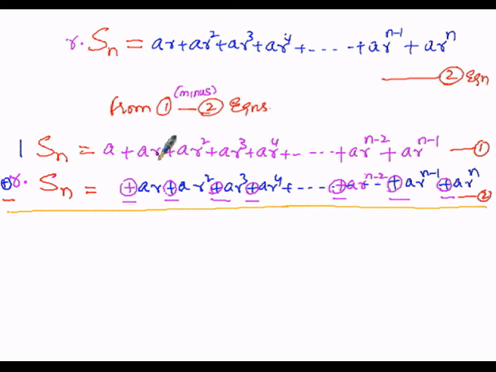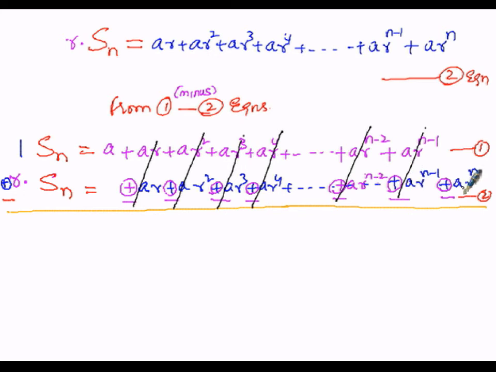So here plus ar and the new sign minus ar get cancelled. Similarly, plus ar square minus ar square get cancelled. Plus ar cube minus ar cube get cancelled. ar to the power of 4 positive and ar to the power of 4 negative are cancelled. ar to the power of n minus 2 is positive, ar to the power of n minus 2 is negative. Then ar to the power of n minus 1 is positive and ar to the power of n minus 1 is negative, and this is positive.